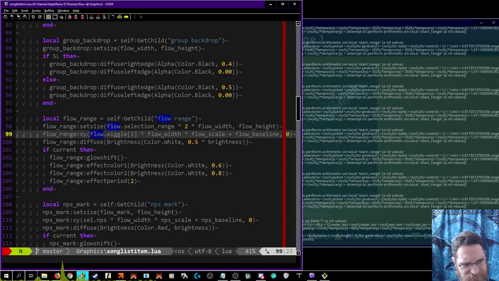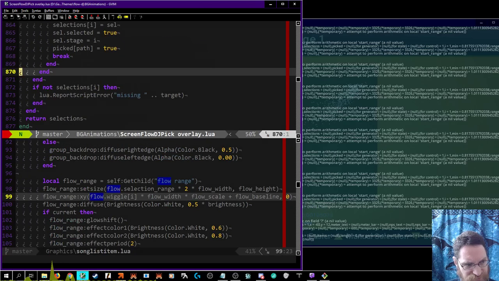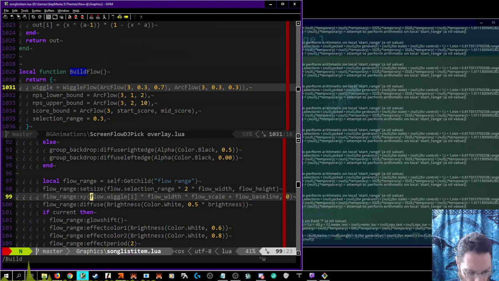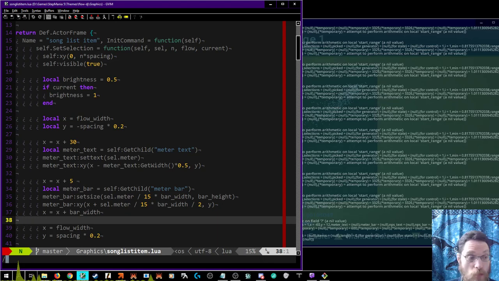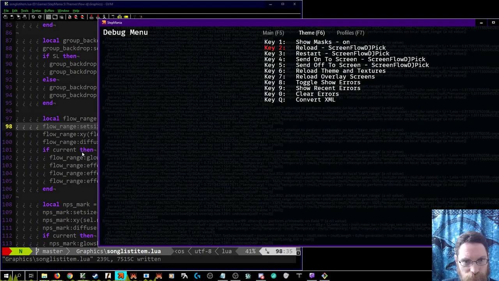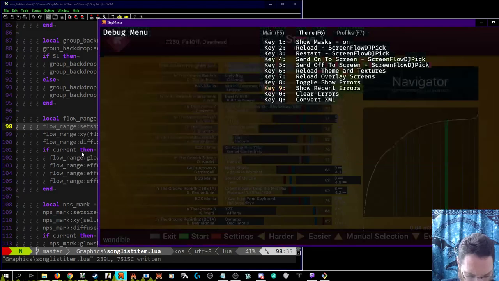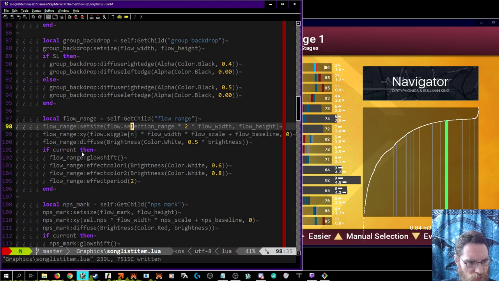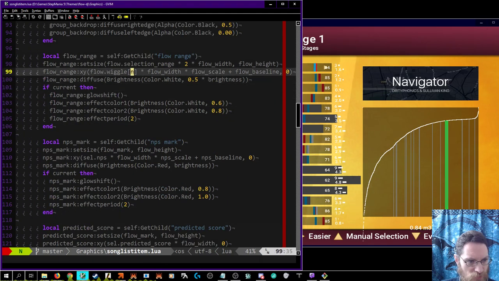Right, why does that not work? Did I not call it I? Ah, I called it N. Or maybe n's the total? Okay, there's no error. Those are in approximately the same space, but this is based on flow width, NPS scale, NPS baseline.